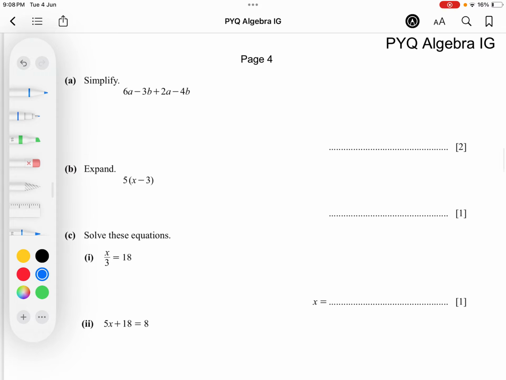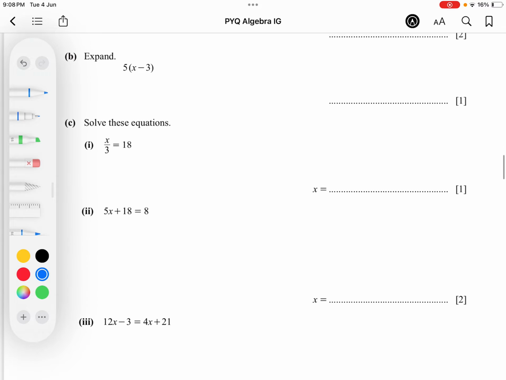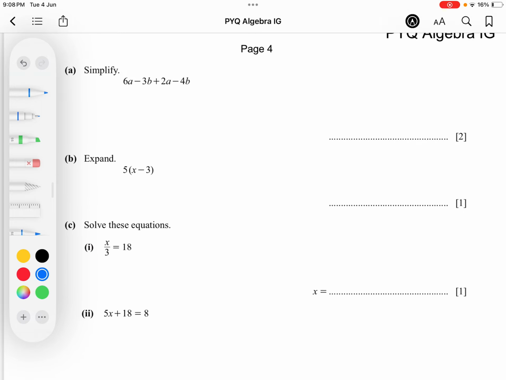Last one. Okay, page number 4, last one the teacher does. The rest you can try on your own. Simplify. 6a plus 2a is 8a, minus 3b minus 4b is minus 7b. Again, you may use your calculator to check. Expand, same as multiply out. You can see the similarities by the bracket. So what do we do? Same too. We multiply out. 5 times x is 5x, 5 times minus 3 is minus 15.